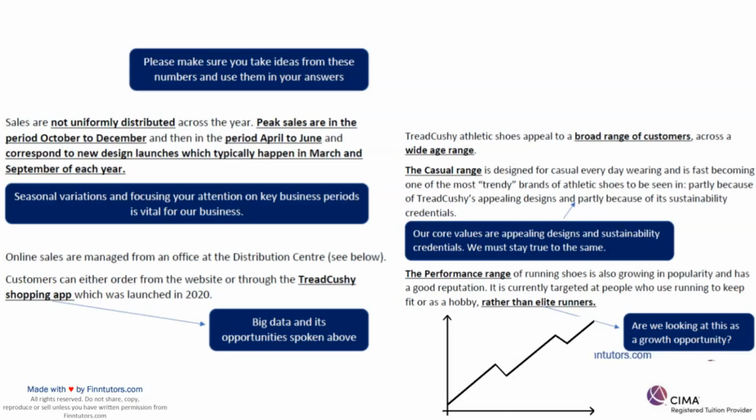Our second range is the performance range. This is for running shoes and it's growing in popularity. It is currently targeted at people who use running to keep fit or as a hobby rather than elite runners, which means we are not making it for professional sport. We are making it for people who are using it as a hobby or as an exercise, not for elite runners.